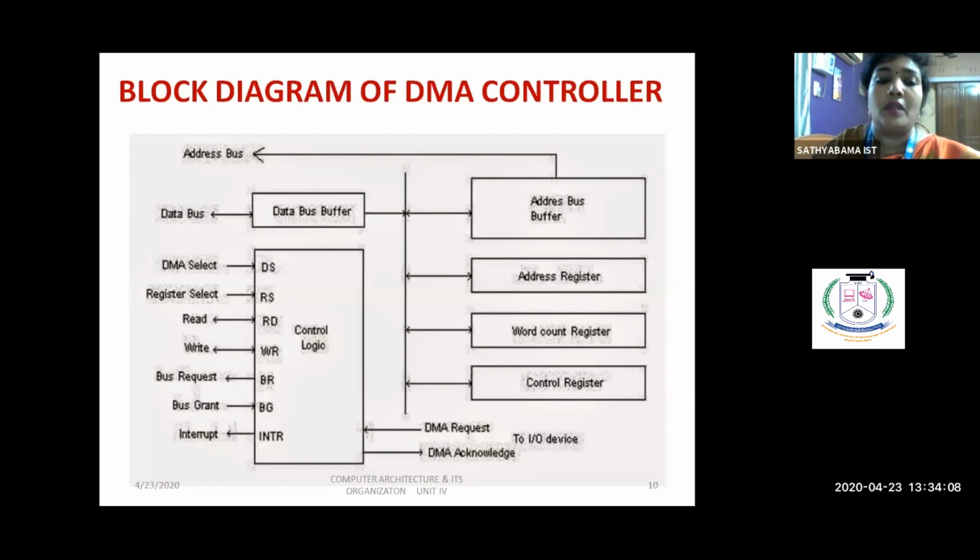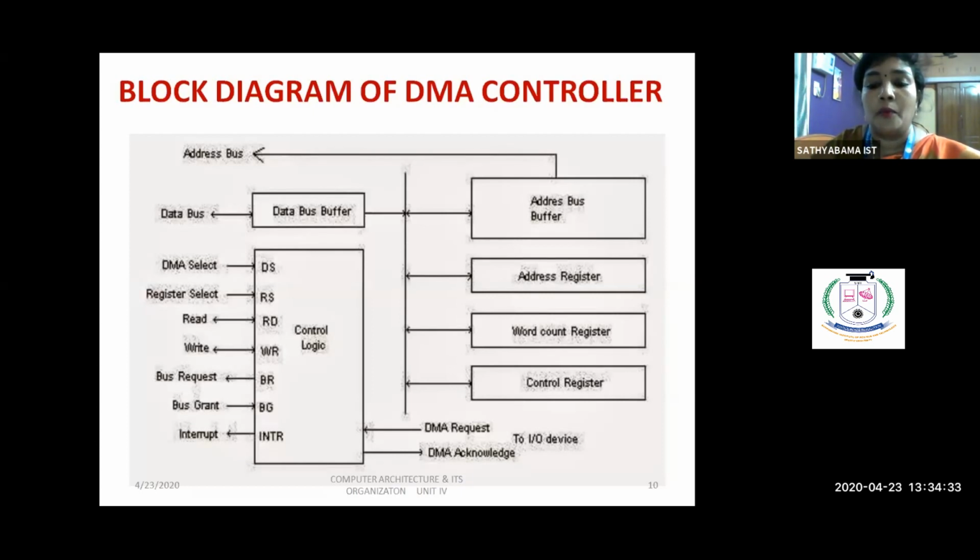Bus request signal will be given by DMA and bus grant signal will be given by your CPU. And you have interrupt signal that is given as INTR. Then you have address bus and data bus. For address bus, you have address bus buffer, and for data bus, you have data bus buffer. Data bus and address bus.